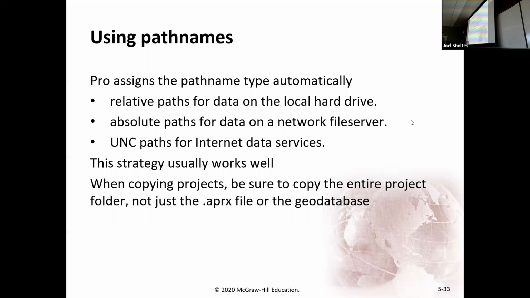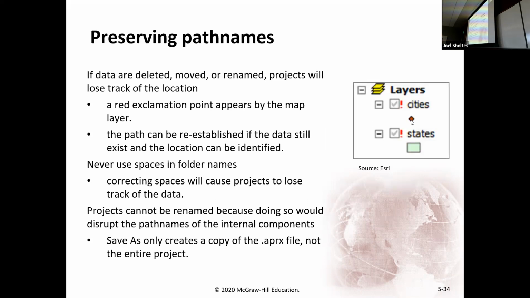Yeah, so by default, Pro, ArcGIS Pro, stores relative paths for data on the local hard drive, absolute paths for data on the network file server, so that network file should never change. And that usually should work well. In the previous version, ArcMap, that wasn't the case. It was always absolute paths. You had to do this by default.